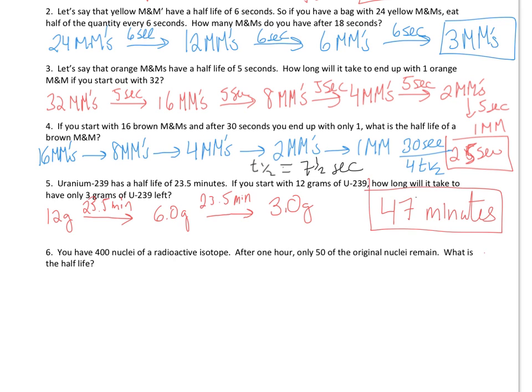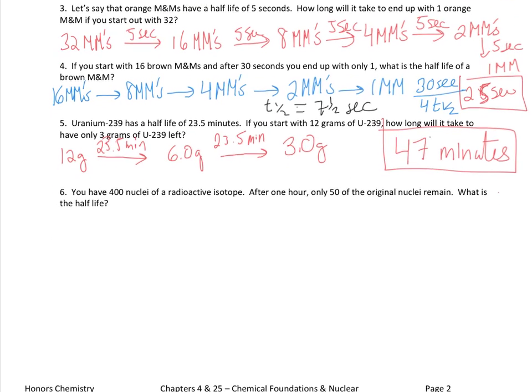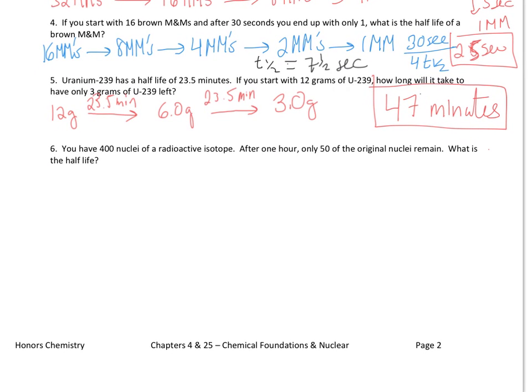Let's try the last one. You have 400 nuclei of a radioactive isotope. After 1 hour, only 50 of the original nuclei remain. What is the half-life? So this one is similar to number 4 with the brown M&Ms. But we do it the same way. So you'd say we have 400 nuclei.